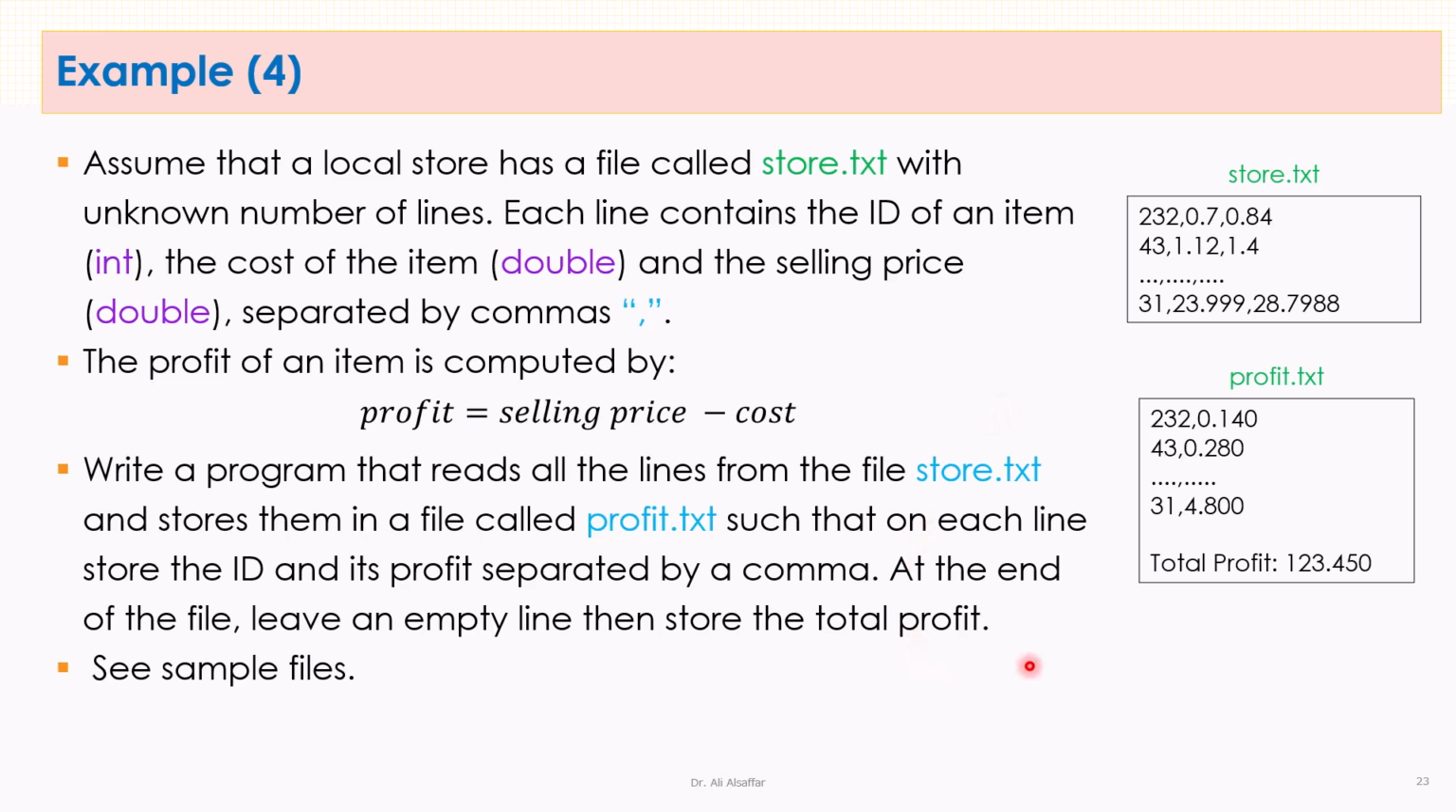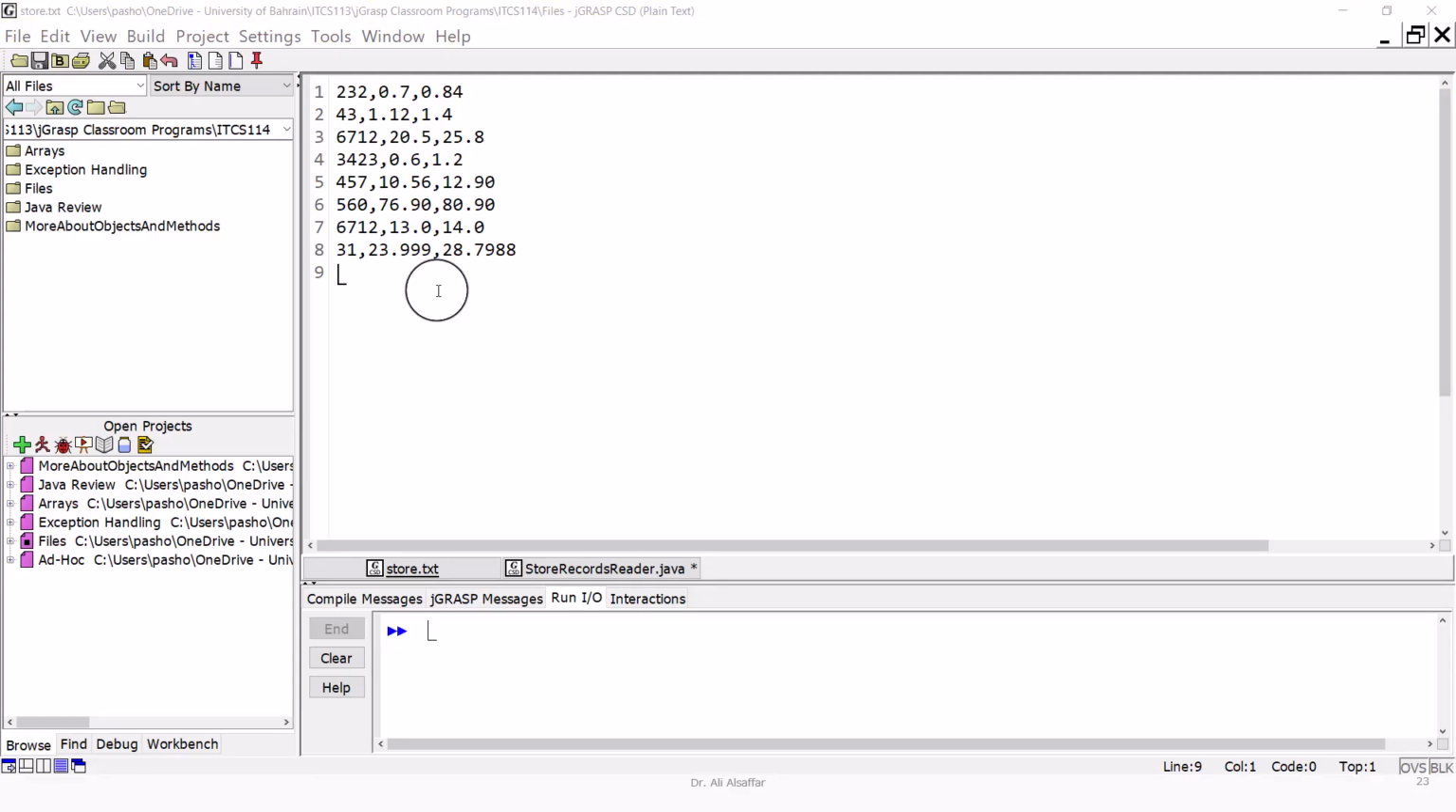So let us implement this program using JGrasp. This is the data file that we are going to use for our program. It is called store.txt. It has records for only 8 items. Each record is saved on a single line, and the fields of this record are separated by commas.